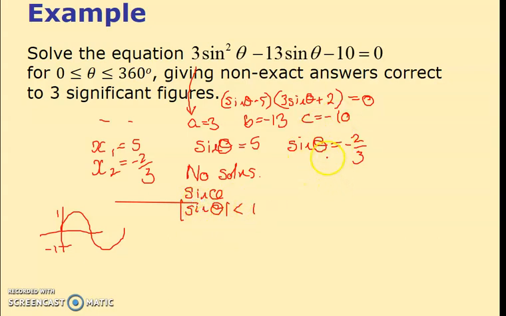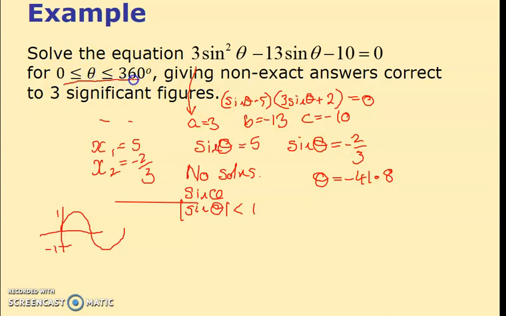This one, I've got 3 sine theta plus 2. Yeah, it's minus 2/3, that's right. So I'm now going to do the inverse sine. This one I can do. So menu 1, the inverse sine of minus 2/3. I get minus 41.8. Theta is minus 41.8.